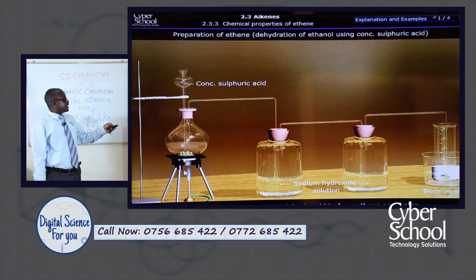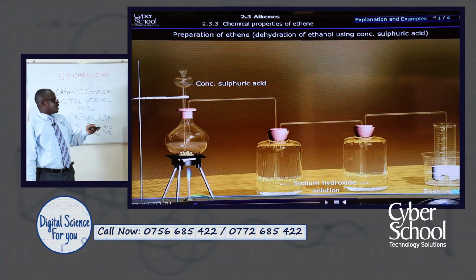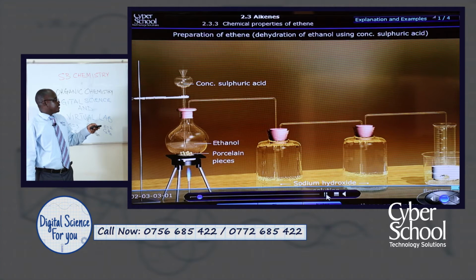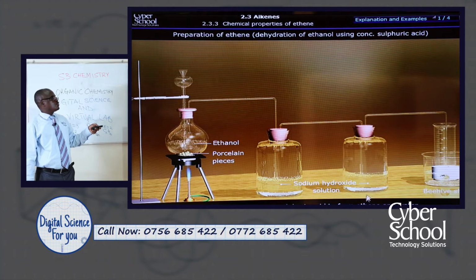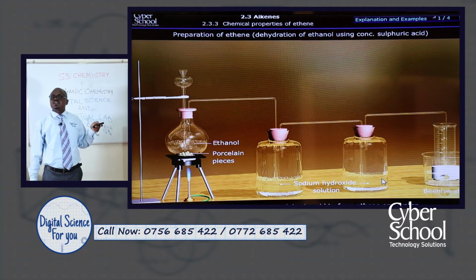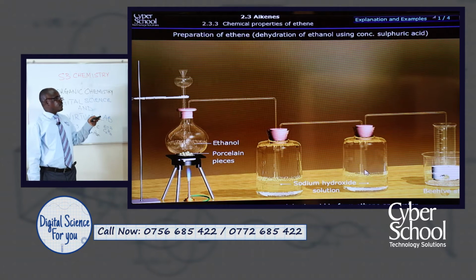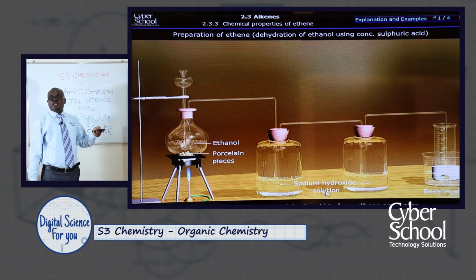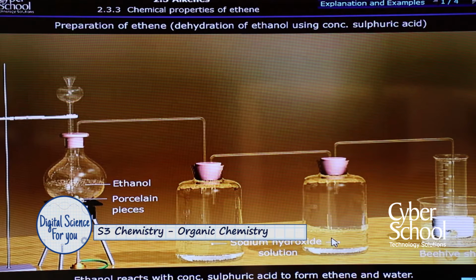So, I am going to play the animation. I'll pause it there. When the gas is produced, it is bubbled through sodium hydroxide solution. You can use 1 bottle when it is concentrated, but you can use 2 bottles if you are using a 2 molar solution. The gas is bubbled through sodium hydroxide solution in order to remove some traces of sulfuric acid or even some sulfur dioxide that can be formed in the process.